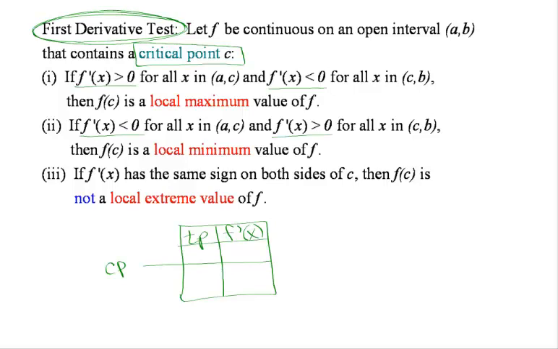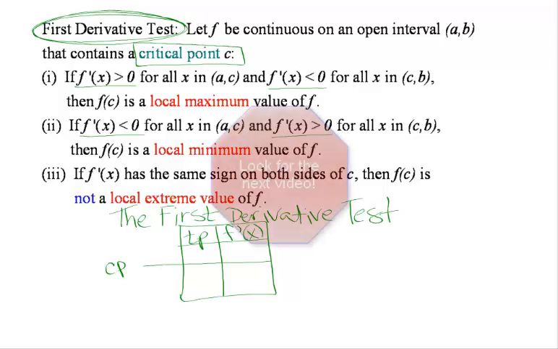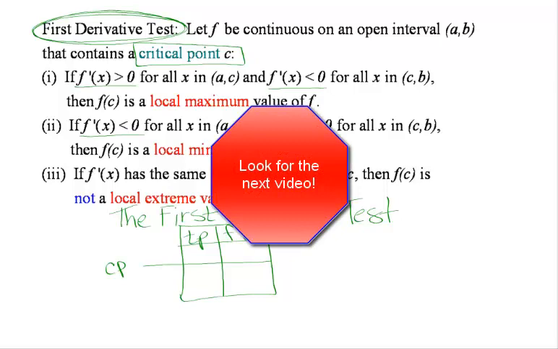Now we have a name for our little box here. This is the first derivative test. It tells us much more than just monotonicity, which is all we've used it for up to this point.